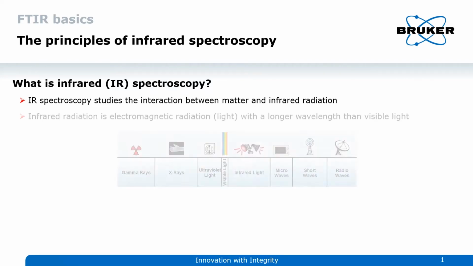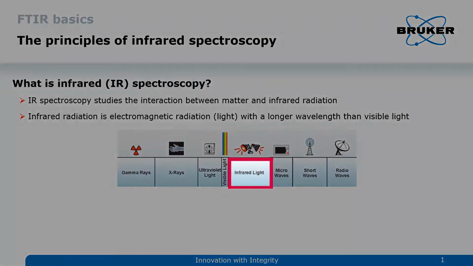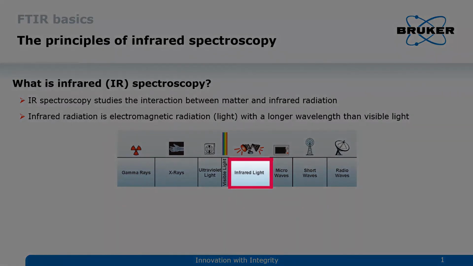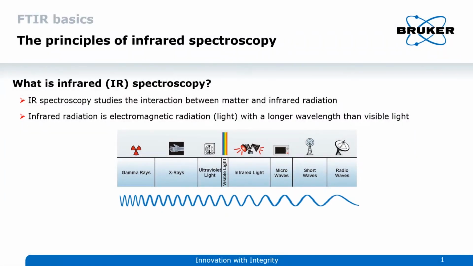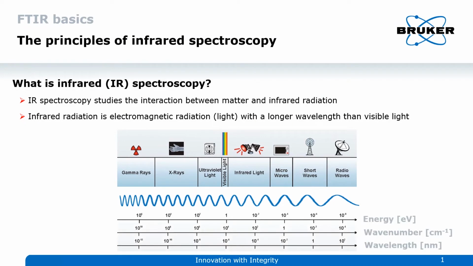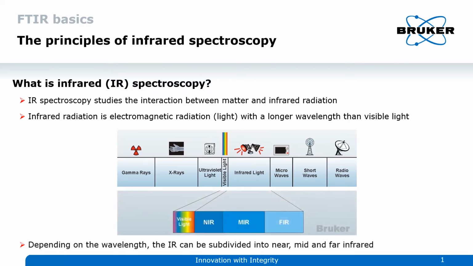Well, infrared is a particular part of the electromagnetic spectrum that has a longer wavelength than visible light. A longer wavelength means the light carries less energy. A longer wavelength also means a smaller wave number. Since infrared spectra are mostly labeled in wave numbers, wave number is a term frequently used throughout this tutorial. All infrared spectroscopy is not created equal, as it can be subdivided depending on wavelength into near, mid and far infrared, although mostly mid-infrared is meant when the term IR spectroscopy is used.